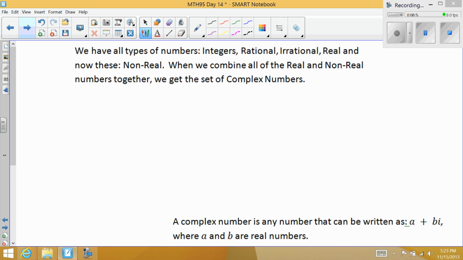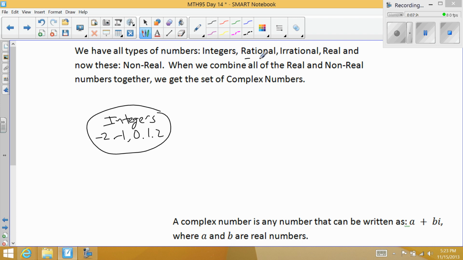And kind of a side note here, we've got all these different types of numbers: integers, rational, irrational, real, non-real. And just wanted to kind of draw you a picture to try to pull some of this together. We have our integer numbers. Integers are the whole numbers and the negatives. So these are things like negative 2, negative 1, 0, 1, 2. Those are all integers.